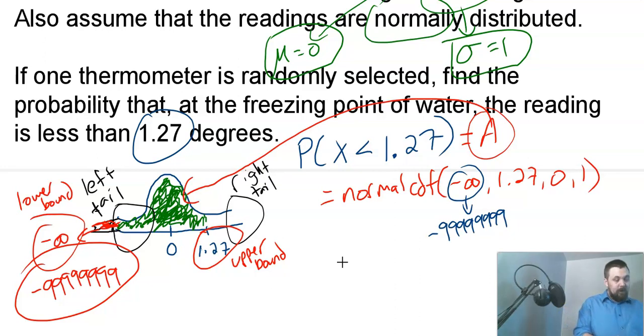So here's what we get. Normal distribution, normal CDF, negative. Now make sure for the negative sign, you don't use the minus sign. So I'm going to do this again, even though it's kind of awkward.